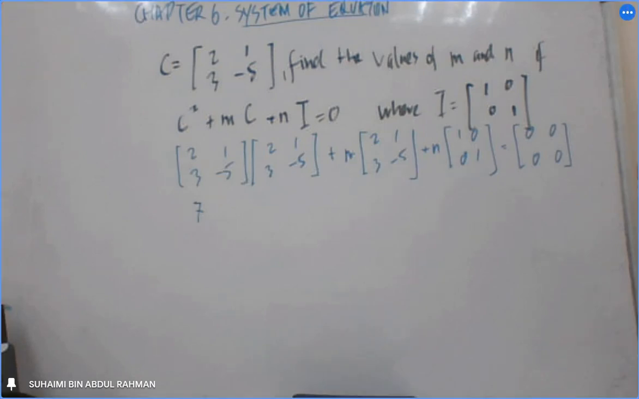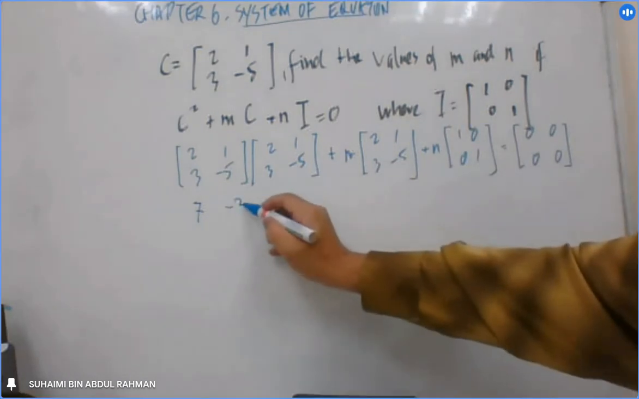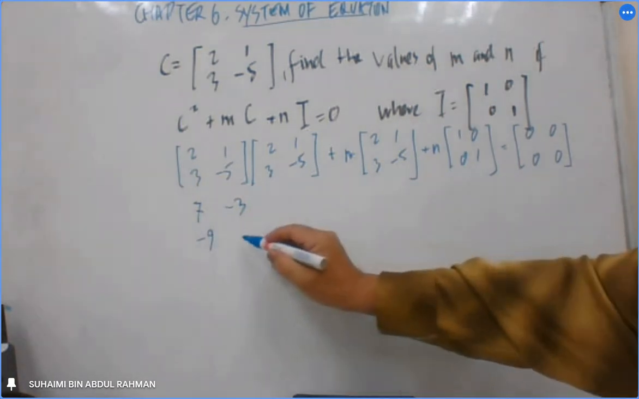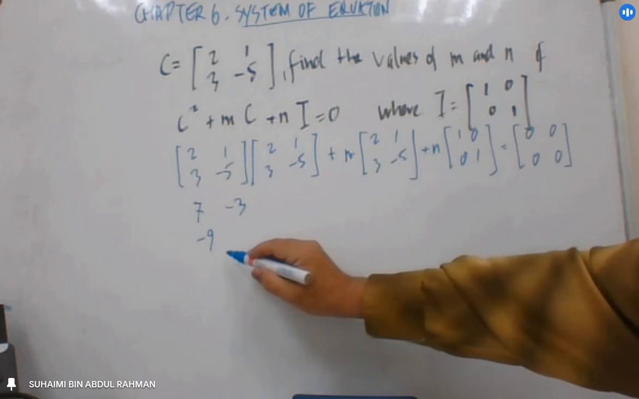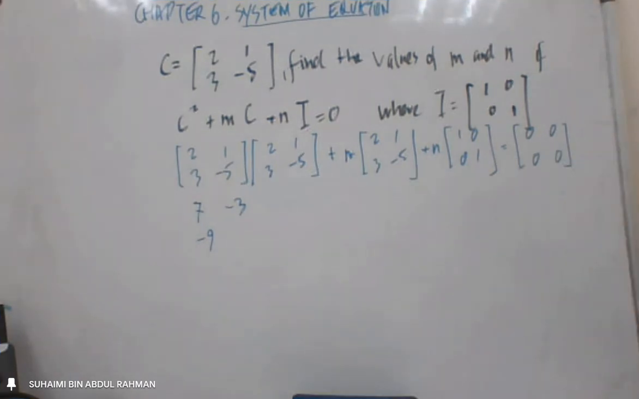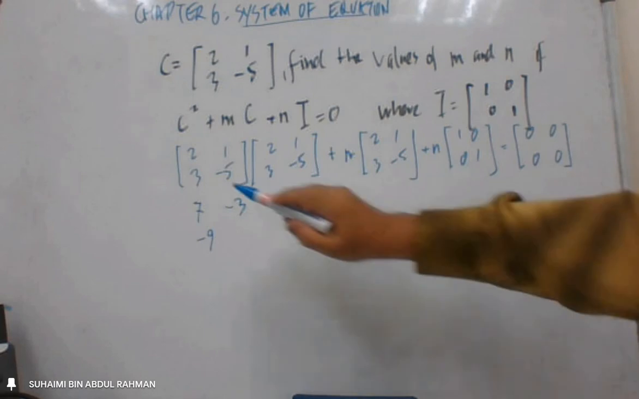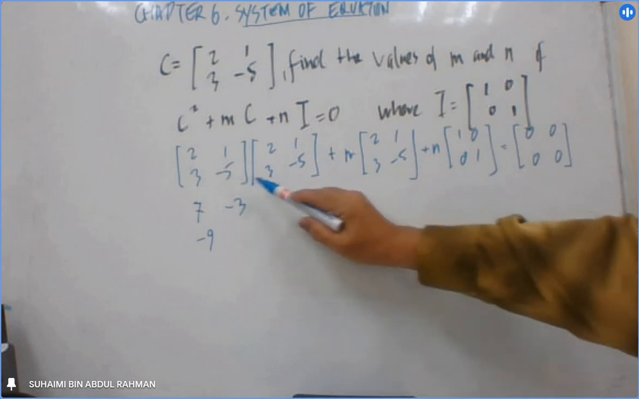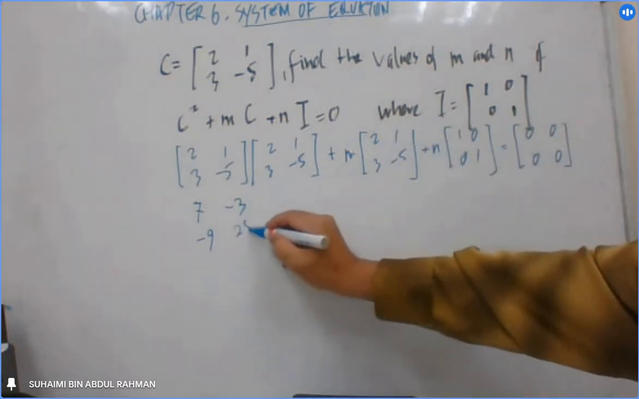What do you get? Minus 3. Then negative 9 plus 9. Then 3 times 1 plus minus 5 times minus 5, that is 28.